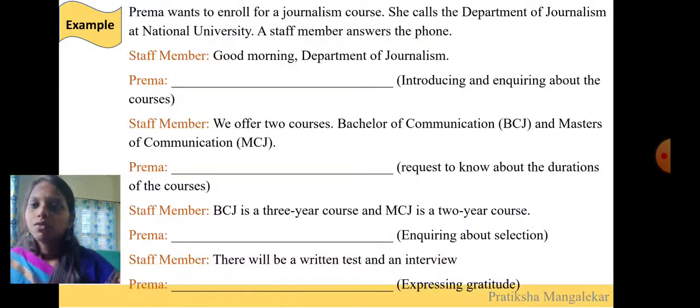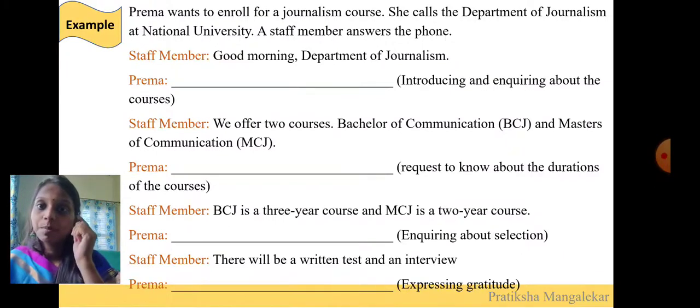So we have already seen this example at the end of the previous session. Prema wants to enroll for a journalism course. She calls the Department of Journalism at National University. A staff member answers the phone. So the conversation is between two people. Clearly, they have told you this in the question itself. A staff member is going to answer the phone, and Prema is someone new. She is not aware of who this person is.